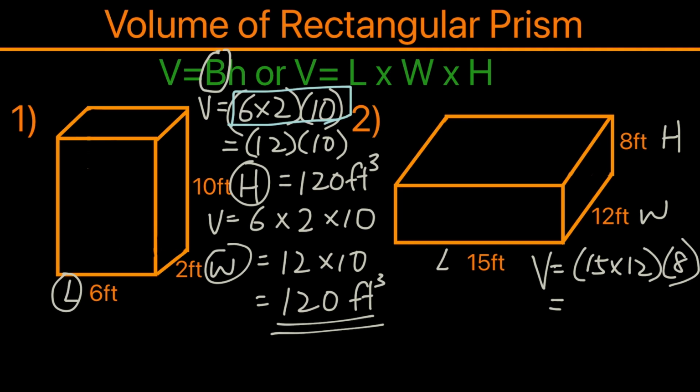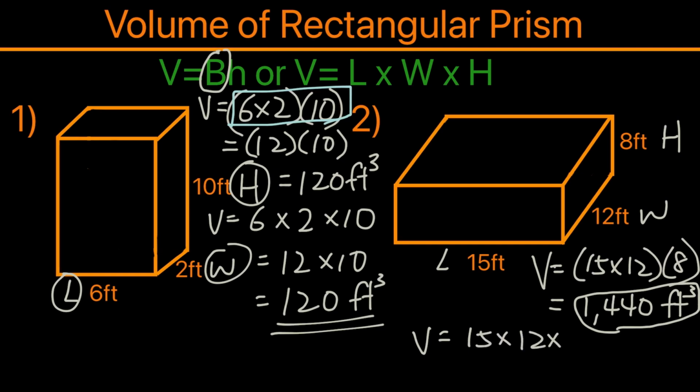If you just punch that in a calculator, you'll see it's 1,440, and that's feet cubed. And if you want to try also with the length times width times height, it would come out to 1,440 feet cubed as well.